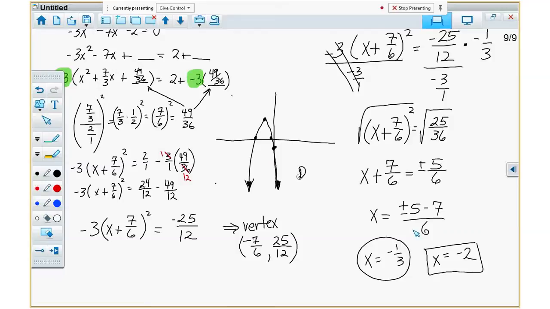So, domain, all reals, range, -infinity to 25/12. And increasing from -infinity to 7/6, decreasing from 7/6 to infinity, and the line of symmetry is x is equal to -7/6. Okay, so that's about a 5 or a 6. Now let's move up to a 7 or 8.